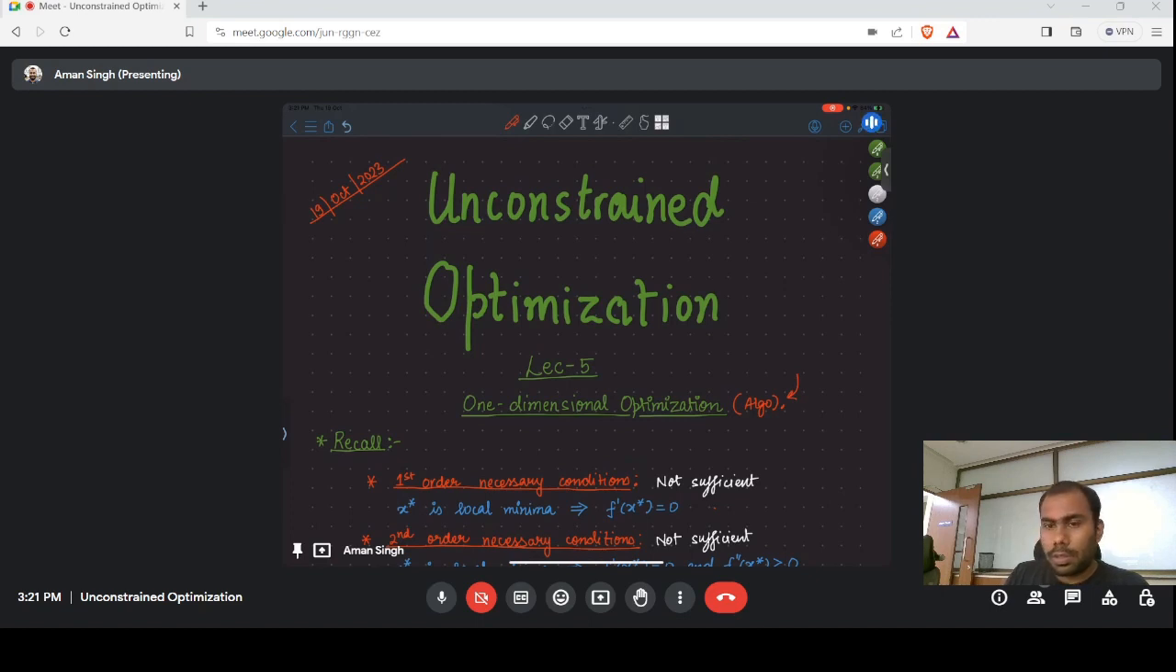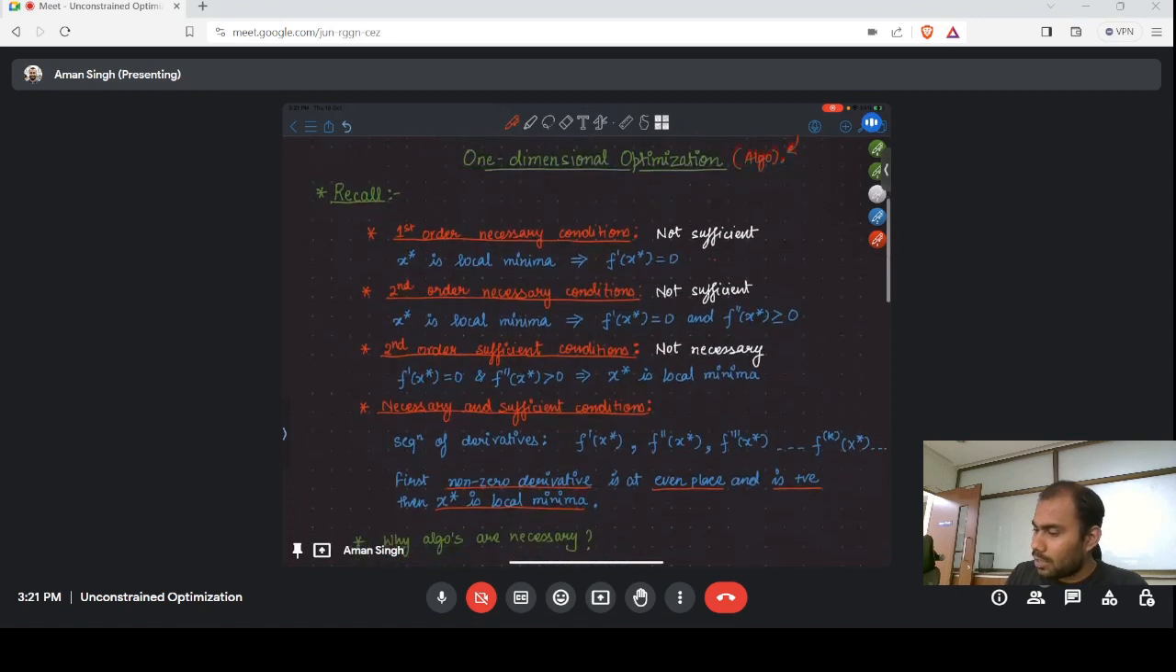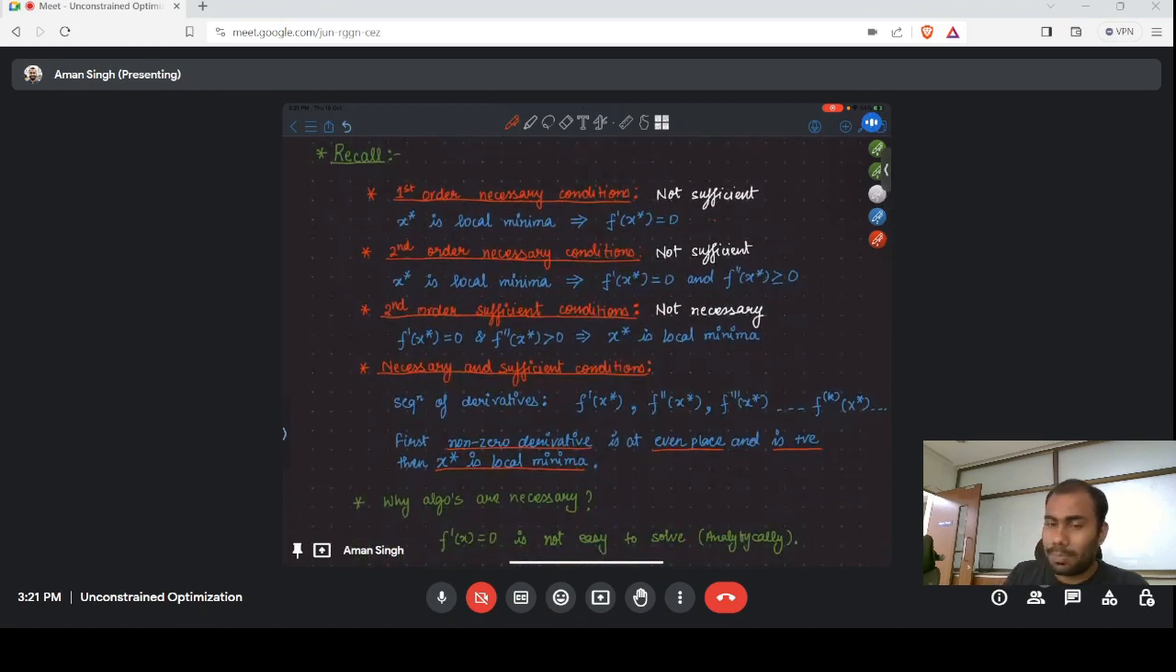Before continuing with the lecture, let's see what we discussed in our previous few lectures. In the last lecture, we discussed some necessary and sufficient conditions for optimality. First of all, we discussed the first order necessary condition, which said that if some point x star is a local minimum, then the derivative of the function at that point is zero. We also saw that this is not a sufficient condition. So let's say you find the derivative to be zero, that does not mean that the point is a local minimum.